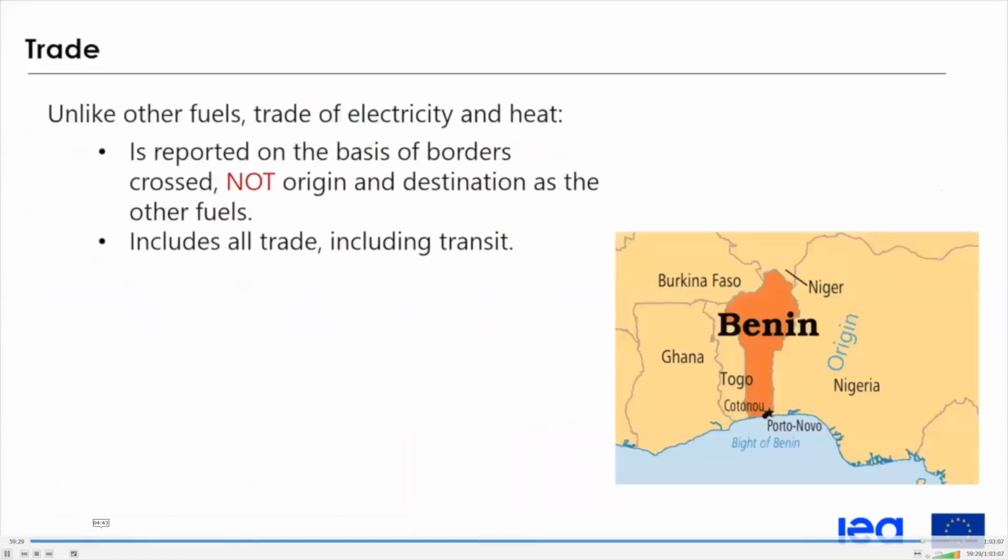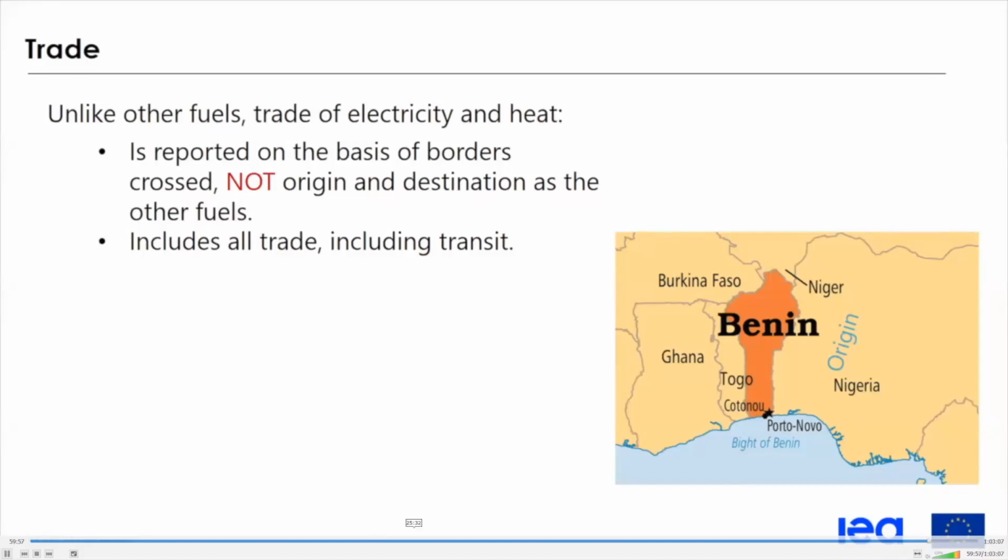Now, let's see, to finish, trade for electricity. As I told you, there are specific rules regarding trade of electricity. Unlike other fuels, trade of electricity and heat is more difficult to understand because they are not physical units that you can move by yourself. It's a flow of electrons through a cable. So how do you report this?